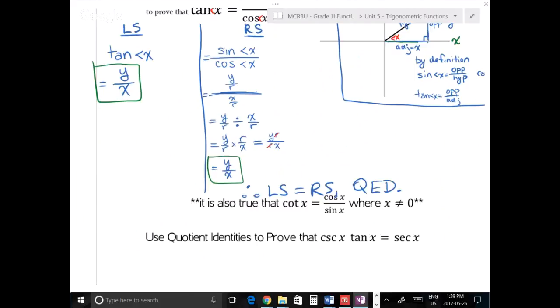Will you lose marks if you don't put that on the test? Yep. Oh my god.